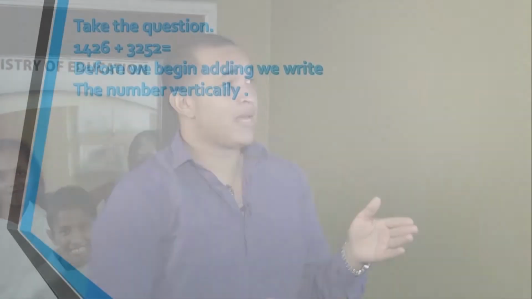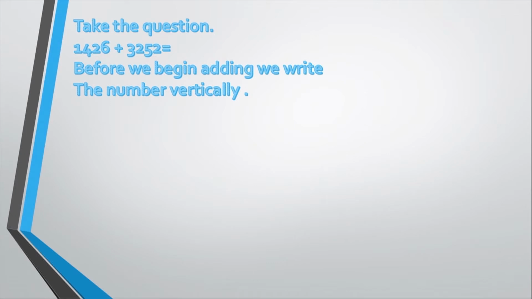The first step in addition is to write it vertically. So that's top down. So we have two numbers. We have 1,426 add 3,252. Right? So this is our current number sentence. Those are our two addends. That's what we're going to be adding in.